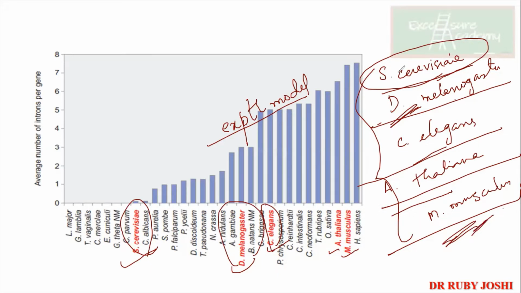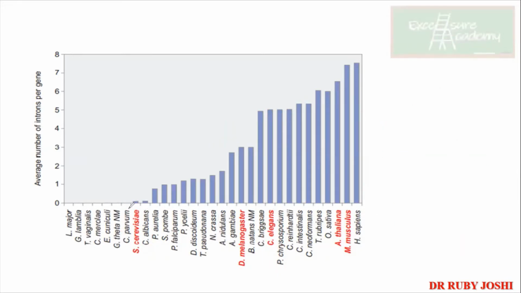Clear? Now look at their gene diversity. Here, hardly any introns are present per gene. Once I go to Drosophila melanogaster, at least 3 are there per gene. In C. elegans, around 4 to 5. Then Arabidopsis thaliana, around 6 to 7. In mouse, around 7, and in humans it becomes even more. So as the complexity of the organism increases, the number of introns per gene is also increasing. Is this figure clear?